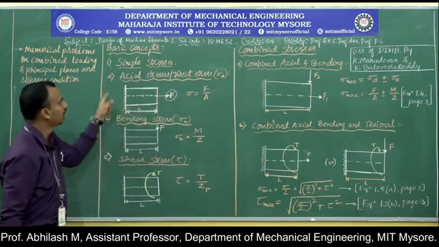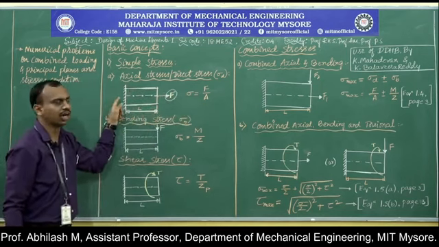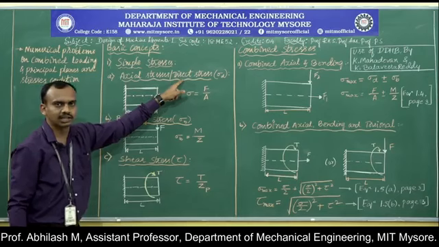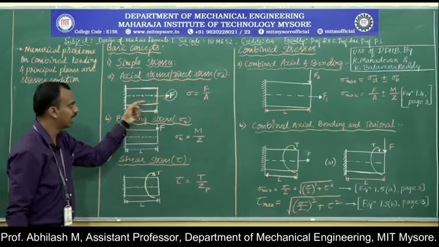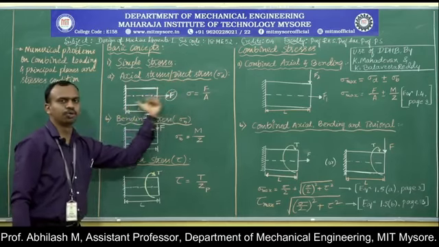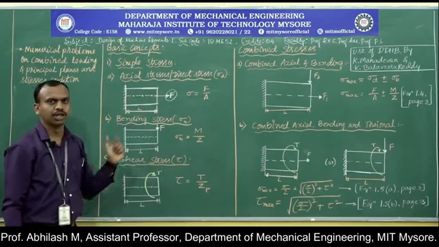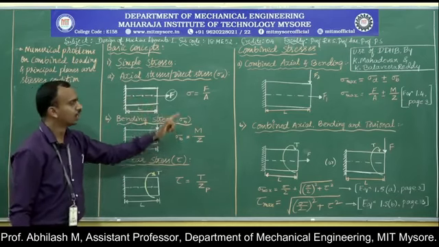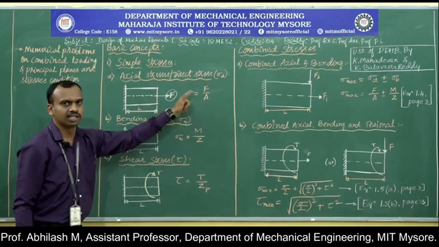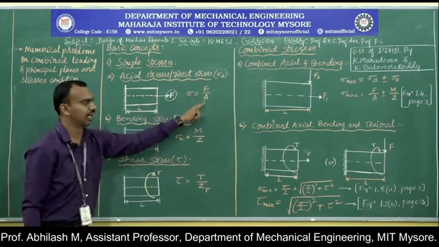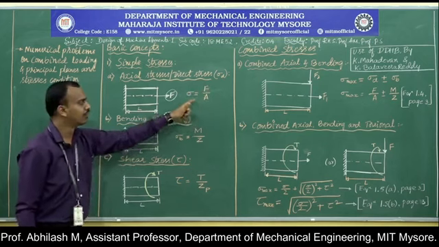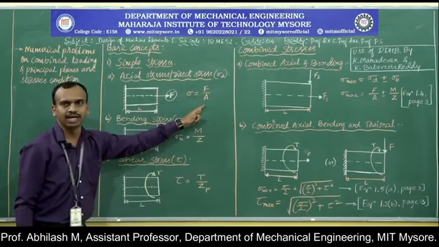Remember, this is for a simple axial stress, which is also called a direct stress. The load condition could be either in the tensile direction or in the compressive direction. So depending upon the direction of load, this value varies. If it is a tensile stress, it is plus F by A. If it is a compressive stress, it will be minus F divided by A.